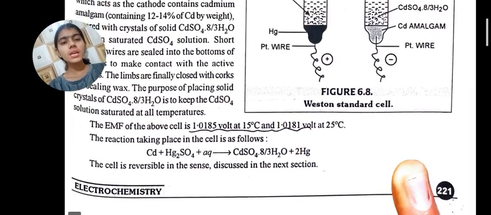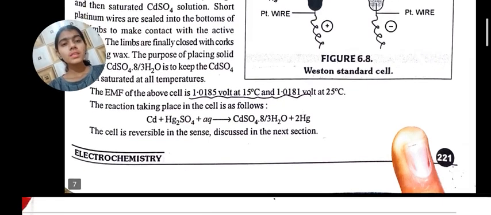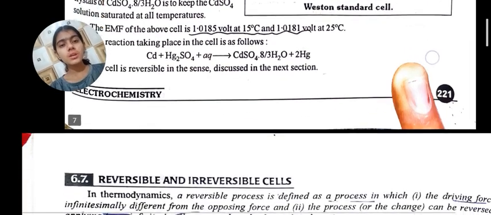The reaction taking place in the cell is as follows: cadmium plus mercurous sulfate gives cadmium sulfate 8/3 H2O plus 2 Hg. The cell is reversible in the sense discussed in the next section.